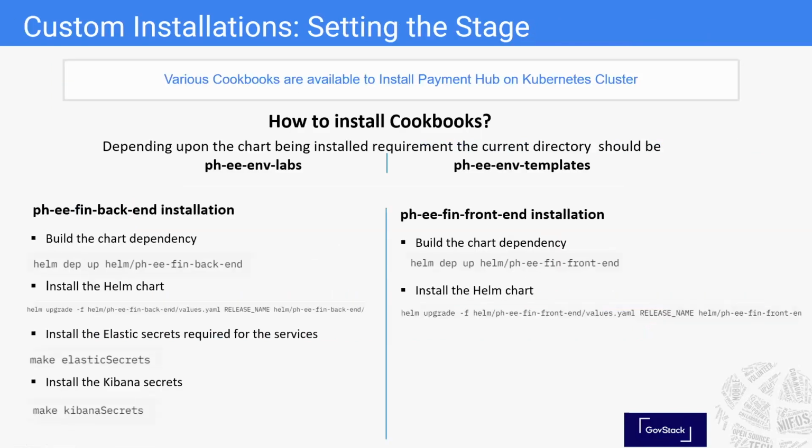We have given some instructions on how you could install those cookbooks. Depending upon your requirements, depending upon the chart being installed, you could install them either in the environment labs directory or in the environment templates directory. We have specific commands for deploying them, for the backend installation as well as for front-end installations. So first you have to build the chart dependency. You have to highlight what the requirements are before the chart could actually be utilized. Then you install, once you've defined the dependencies in this chart over here.